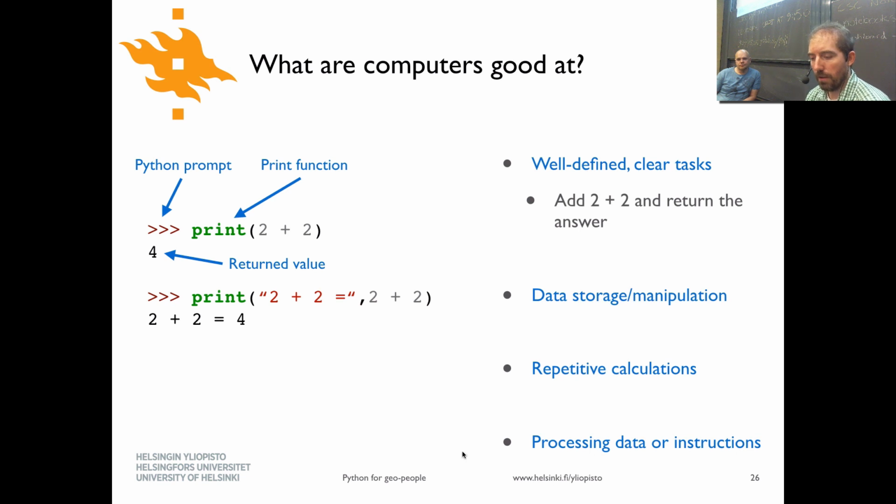In this case, just to show you what's going on, this would be an example of what the prompt would look like if you're typing something into Python. This is a function called print. It's probably quite obvious what it does, and then the value that it returns is the number 4 there.